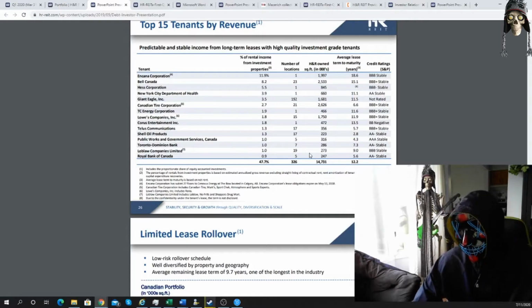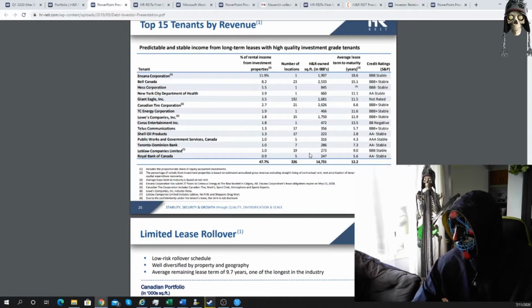So this is just from their presentation deck. And you can see that they do have 47% of their rental income from the top 15 tenants. Specifically, the top tenant there is the key tenant risk, with 12% of its revenue right now. And that's also an energy company, which we'll talk about later. Both Encana and Hess, so the first and third, are both in the energy space. Hess is Hess Tower in Texas.